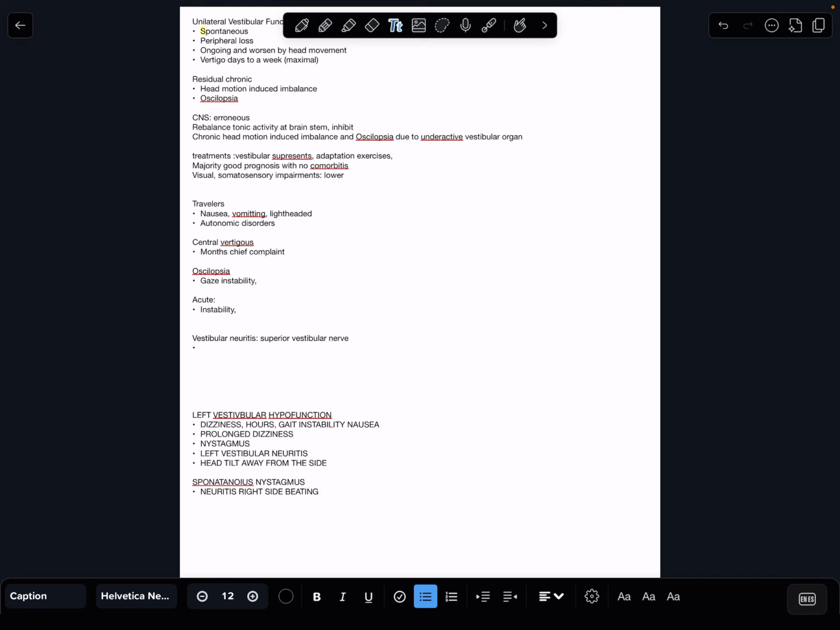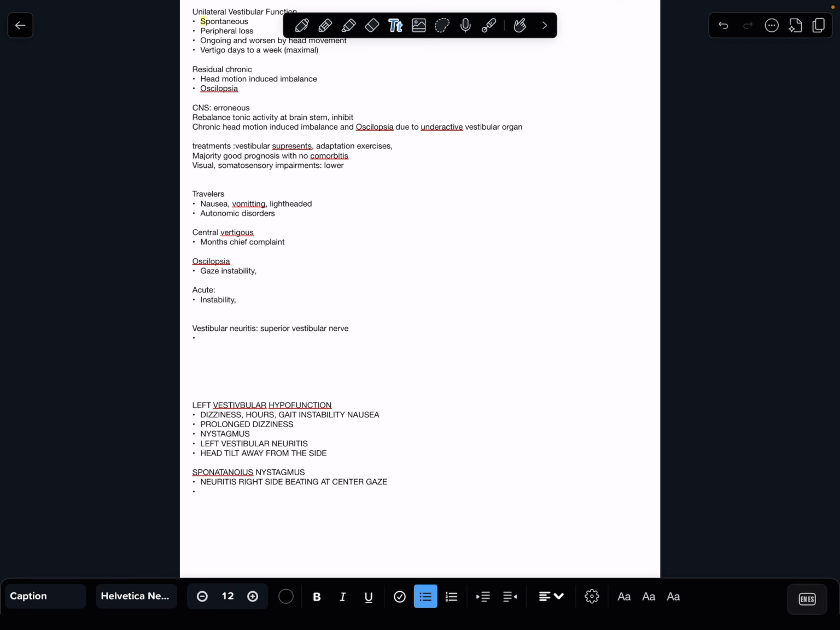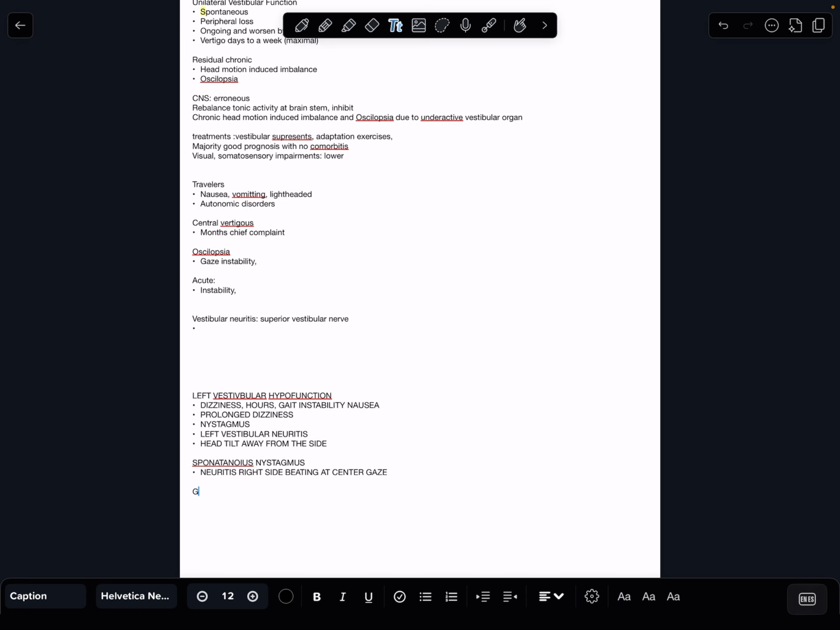And we call that center gaze. When we talk about the points of gaze, I'm trying to make the language easy for you. In center gaze, you'll see right beating nystagmus. How about if you bring the eyes to the right, the right gaze evoked nystagmus position? What would you expect to see? An increase in the beating, more intense right beating.